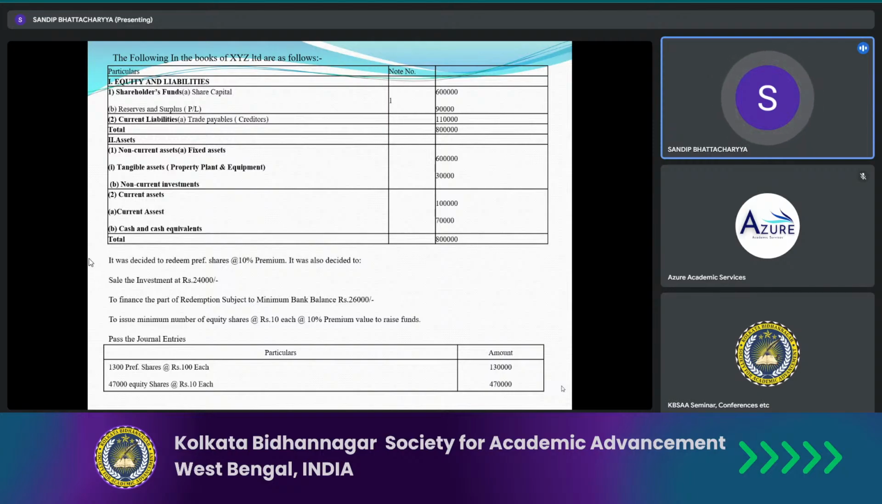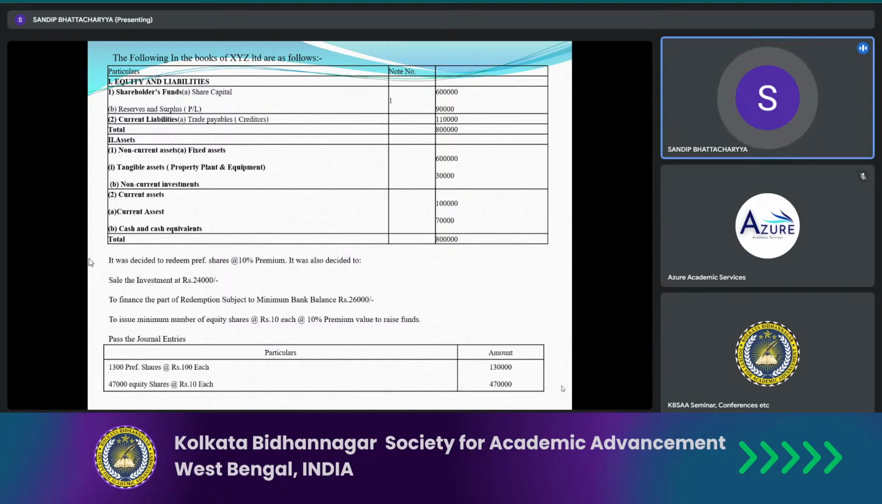And the share capital consists of, you just see downward, 1,300 preference shares at the rate of 100 each. That is the footnote of this slide. You can see the entire share capital is rupees 6 lakh, and there was a note number 1. What is note number 1? That is 1,300 pref shares at the rate of 100 each, and 47,000 equity shares at the rate of 10 each. So the 13,000 pref shares at 100 each means 1,30,000, and 47,000 equity shares at 10 each is 4,70,000. So 1,30,000 plus 4,70,000 makes 6 lakh. Clear, my dear students?